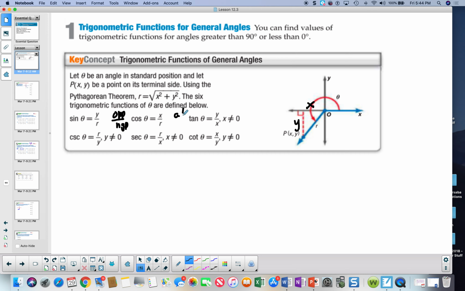Cosine is adjacent over hypotenuse, and for this angle, the adjacent is x and the hypotenuse is r. Tangent, remember, is the opposite over the adjacent, and our opposite for our angle is y, and our adjacent is x. And all of these have reciprocal versions here.